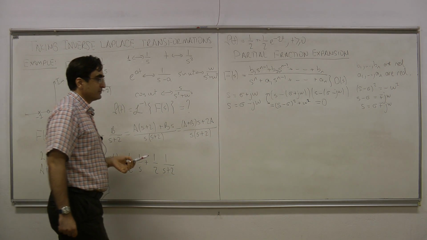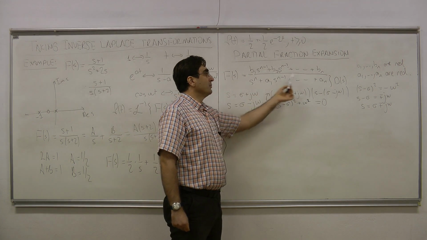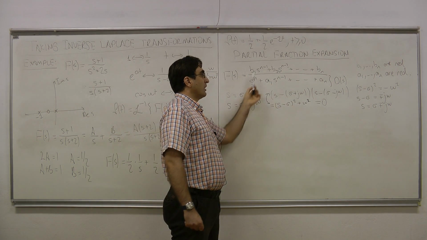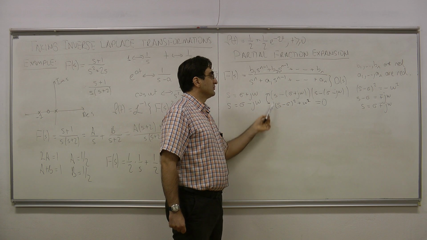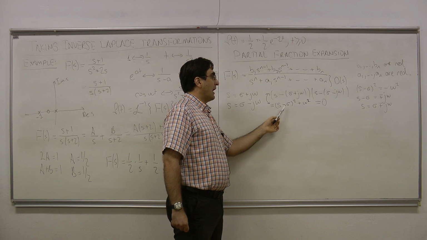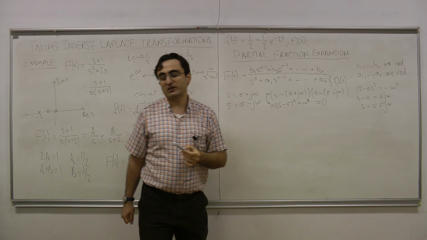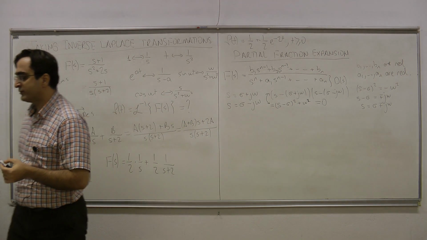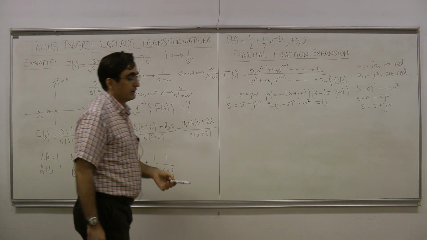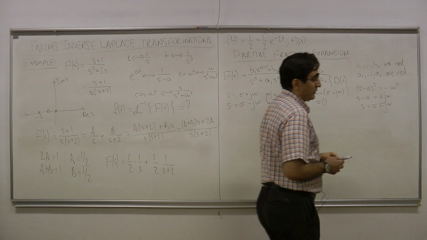When we have complex poles, the denominator is always going to have a factor which would be looking like this. And the sigma here is going to be the real part of those complex poles, and omega is going to be the imaginary part of the complex poles.